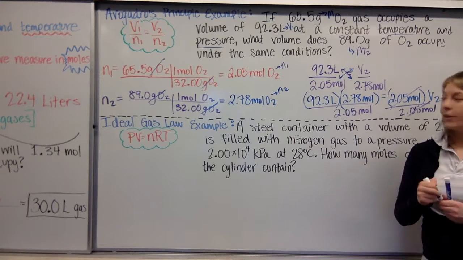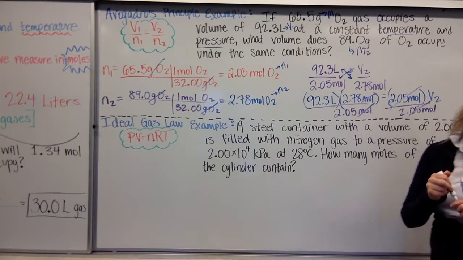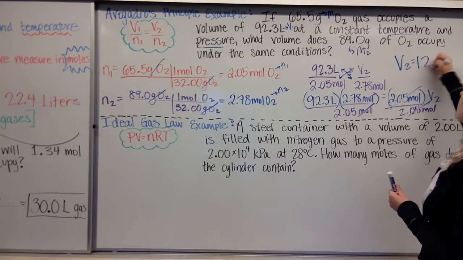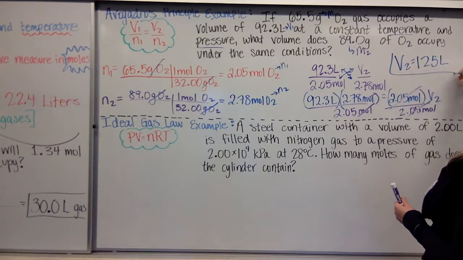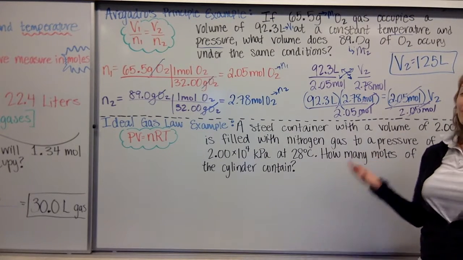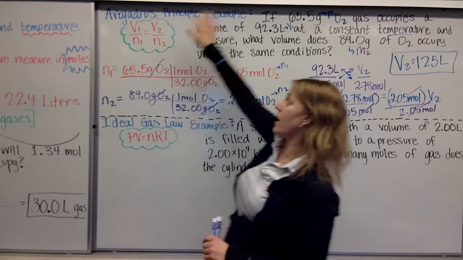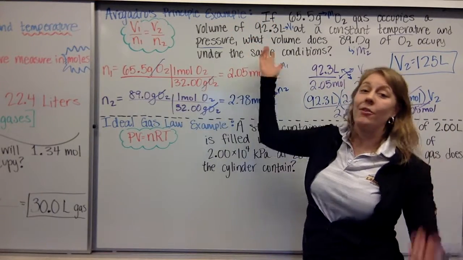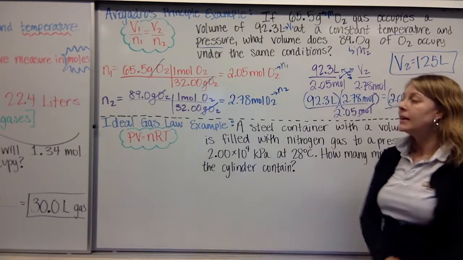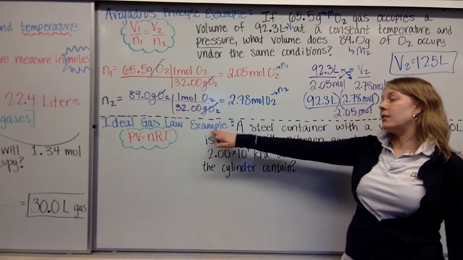All right, hopefully you're with me. Moles is gone. We're left with the unit liters, and we're left with V2 is equal to 125 liters. All right, now that's Avogadro's principle. Sometimes we'll give you the values in moles already in the problem. Sometimes we give you masses, and you have to do this conversion to get to moles. All right. The second problem I have here is working with the ideal gas law.